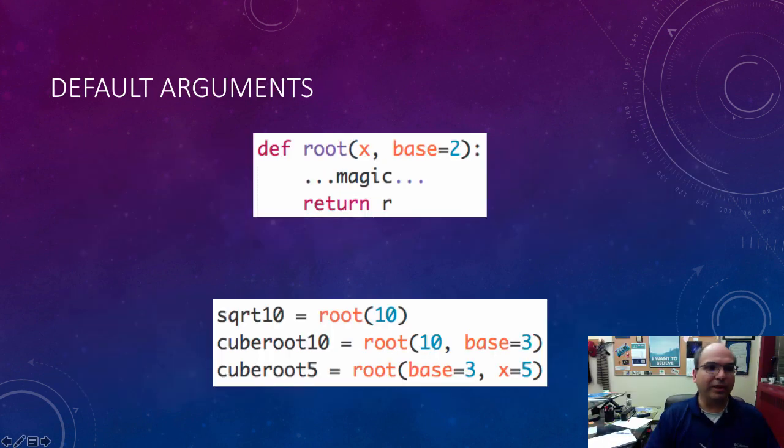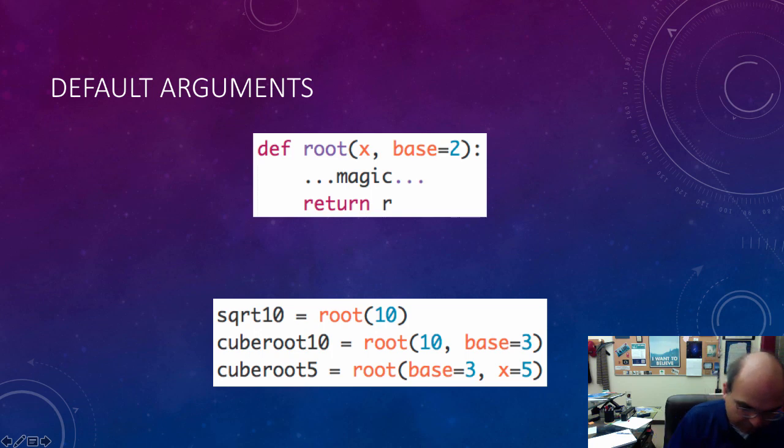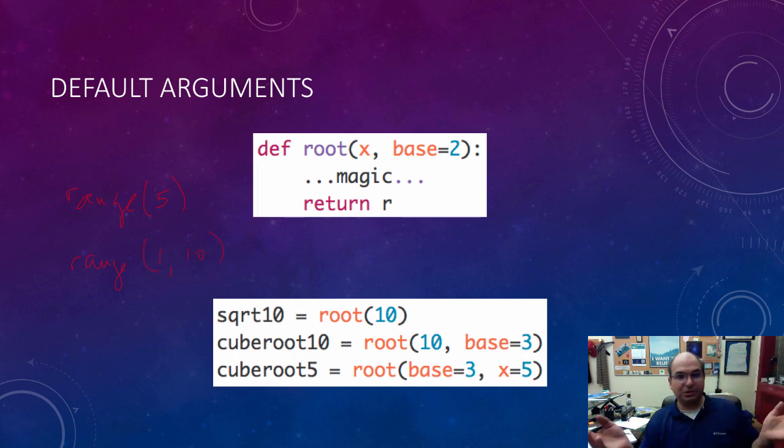Okay. All right. One last thing I want to tell you about defining functions, and that is that some functions can actually have different kinds of arguments. So, for example, we've seen range before. And you can say range of 5. And what that returns is something that looks like 0, 1, 2, 3, 4. Right? But we can also say range of 1, 10. Okay? And that actually returns something that looks like 1, 2, 3, 4, 5, 6, 7, 8, 9.